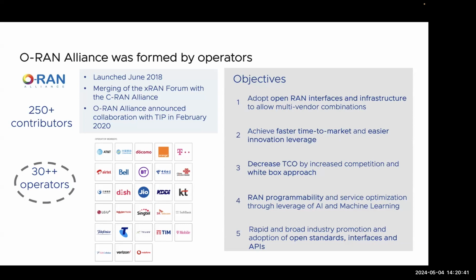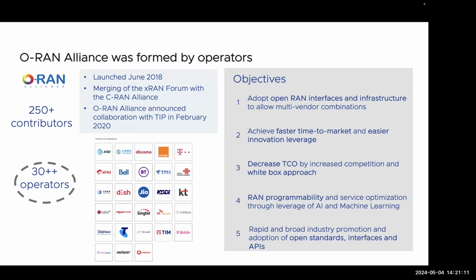The direction for them was mainly that we need more vendors, faster innovation, more intelligence, and reducing the TCO, or the cost, of the radio access network. More than 30 operators are in this ORAN Alliance, and more than 250 others from every part of the industry, from chipsets, software, cloud stacks, radio units, you name it, you will find them there.